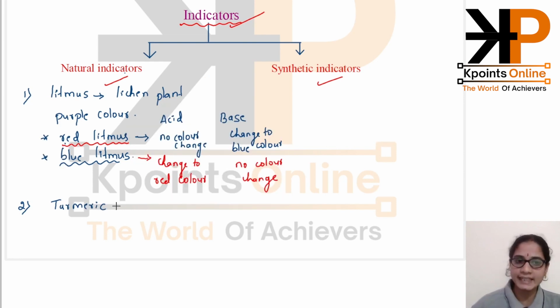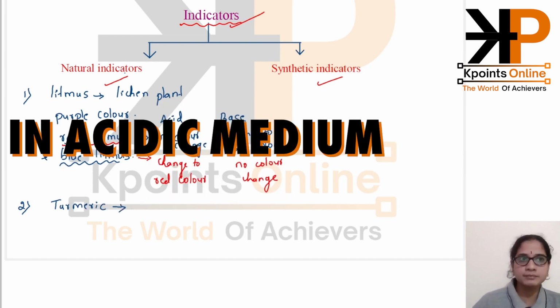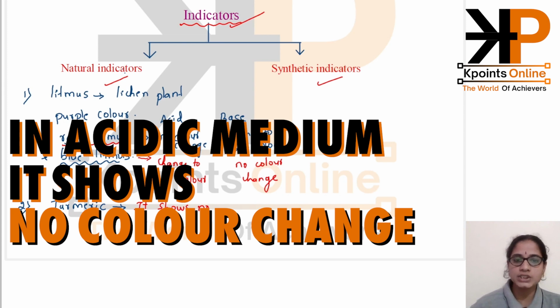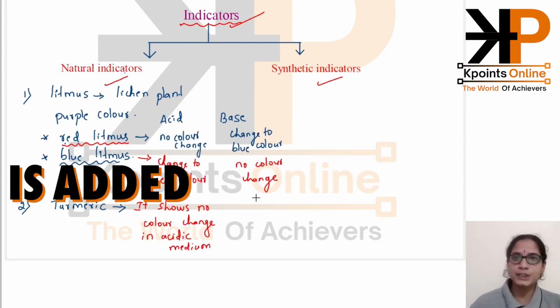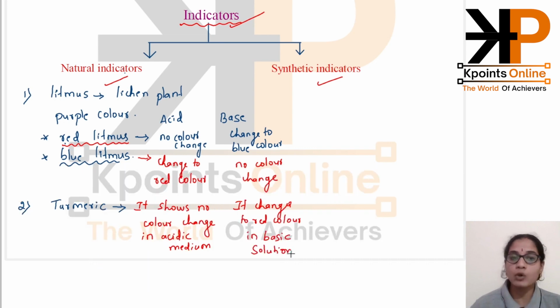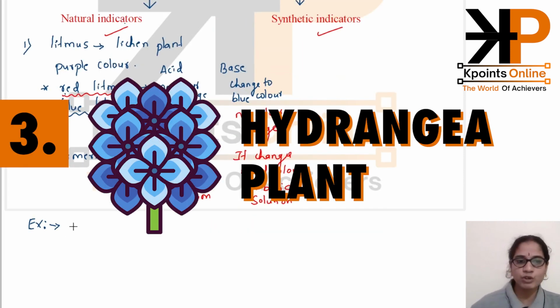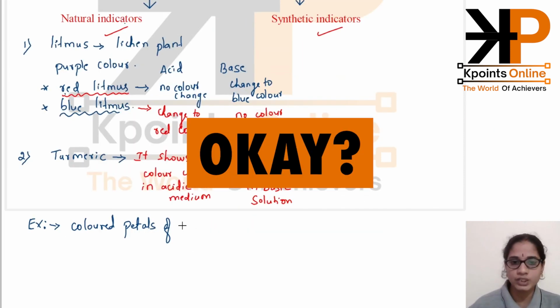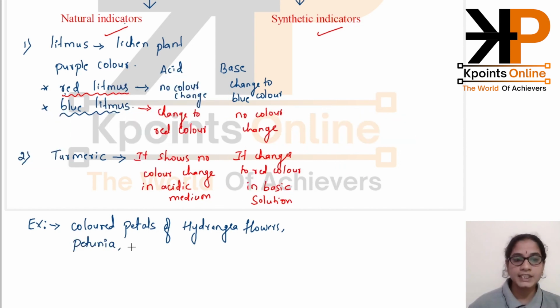Then we have turmeric. It is a natural indicator. In acidic medium, it shows no color change, whereas when it is added to basic media, it changes to red color. This is how turmeric can be used to indicate the presence of acid or base. Then we have colored petals of hydrangea plant, then petunia and geranium.